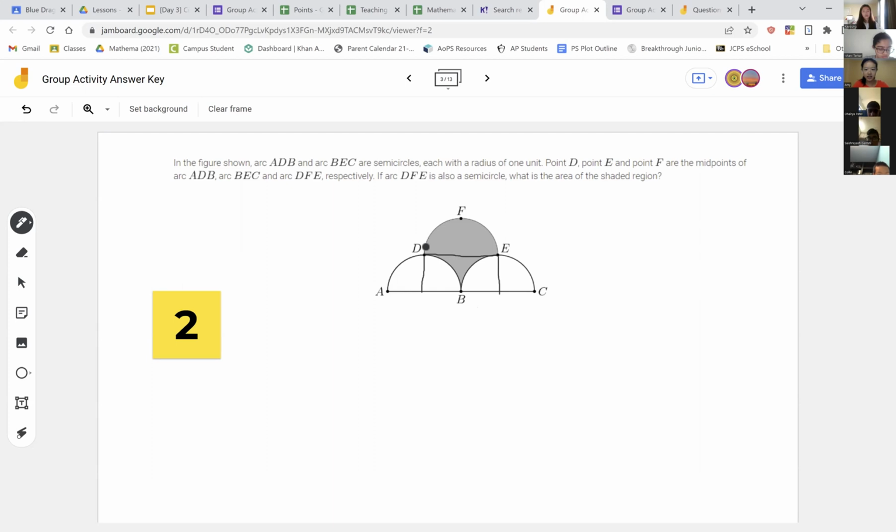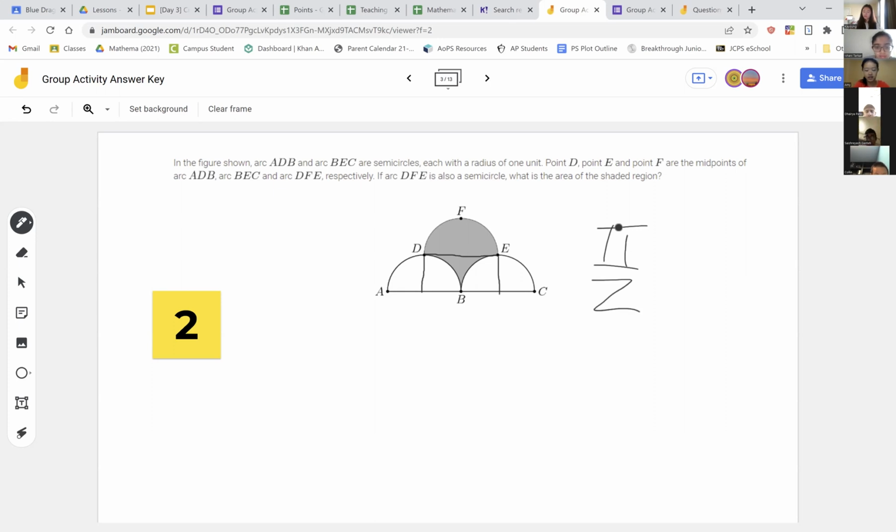So to find the area, you first find the area of the semicircle and the rectangle, and then you subtract the 2 quarter circles. It says a radius of 1 unit, so this circle has a radius of 1 unit. So the area of the semicircle would be pi r squared over 2, so the area would be pi over 2.